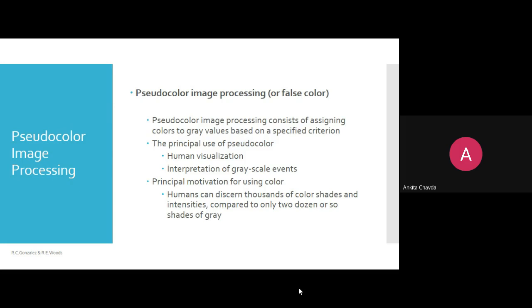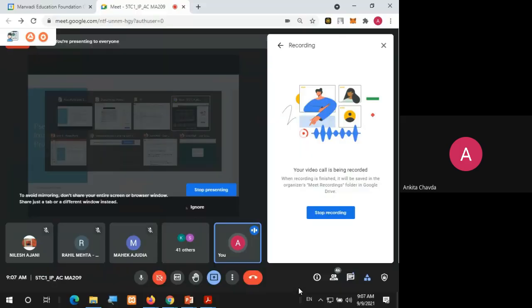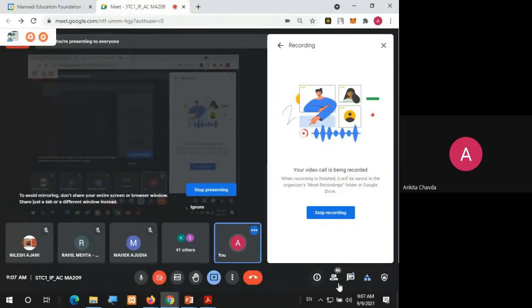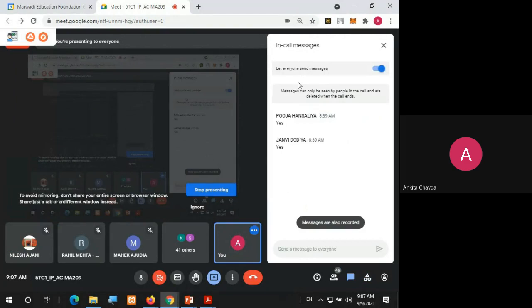Are you getting what I'm saying about this pseudo color image processing? Say yes or no at least. Okay. Yes, sir.